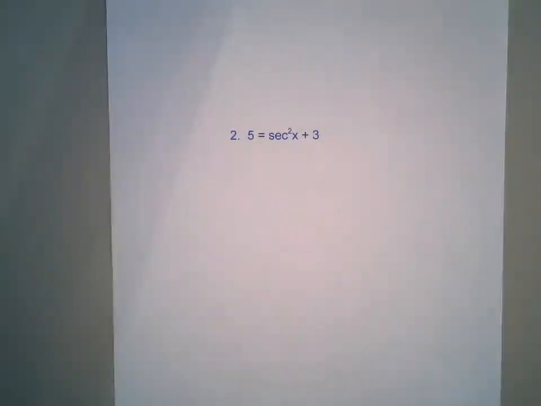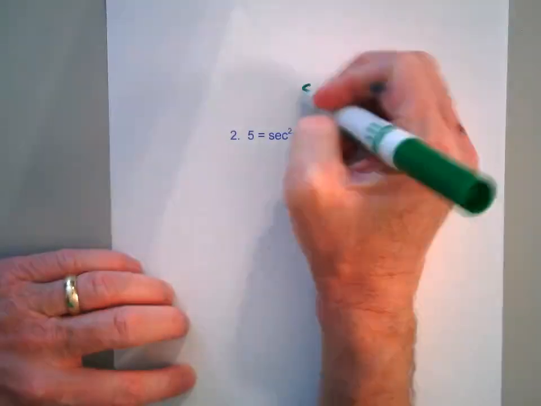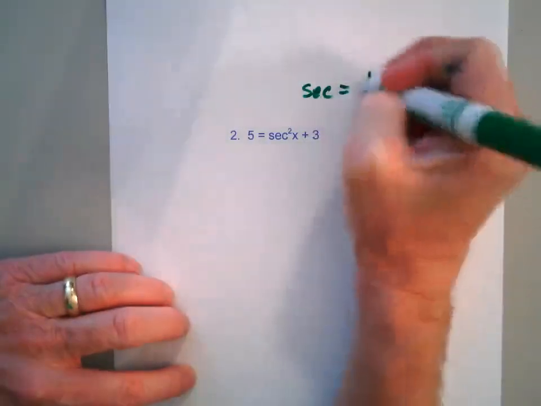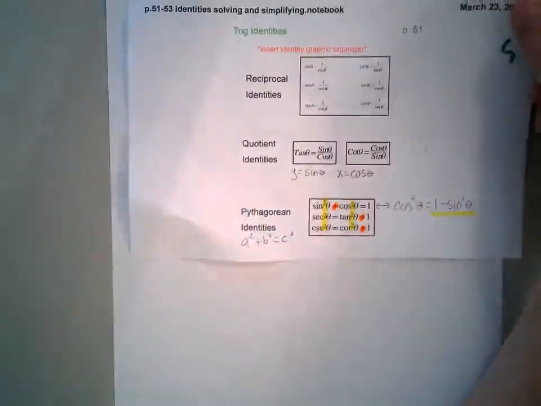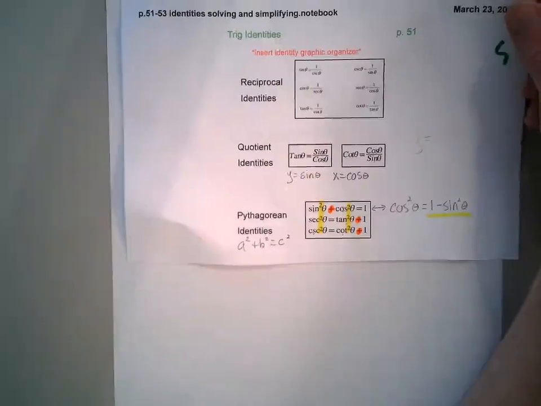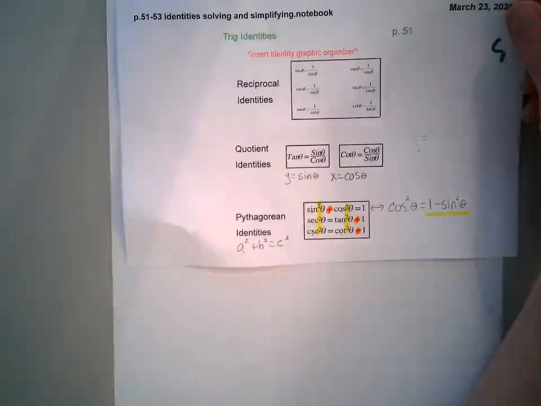You can see you have a square in this problem. Not only that, but you have secant. And remember that secant comes from cosine. Secant is 1 over cosine. Remember that. Again, it doesn't hurt to keep your identities close by. As you can see, this is the same one I've been using this whole unit. It's marked up pretty good.